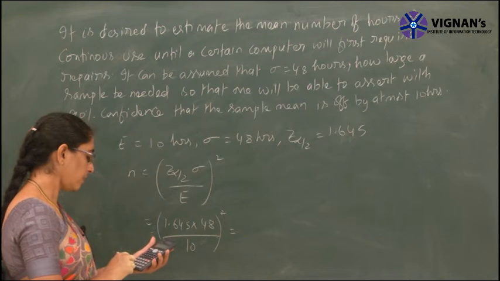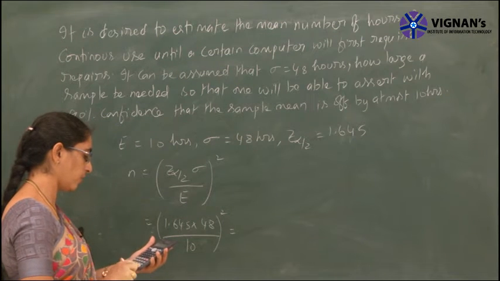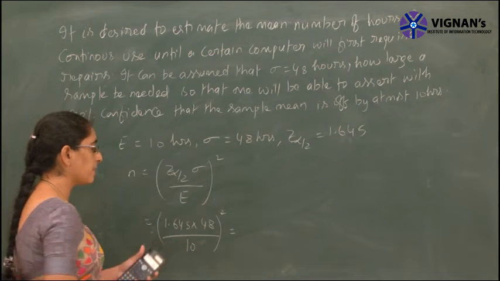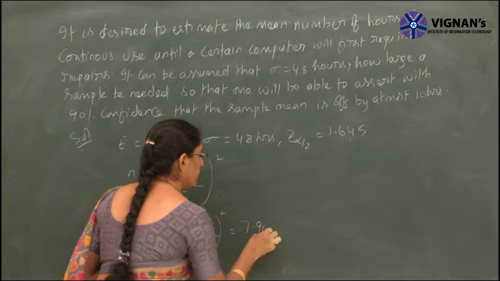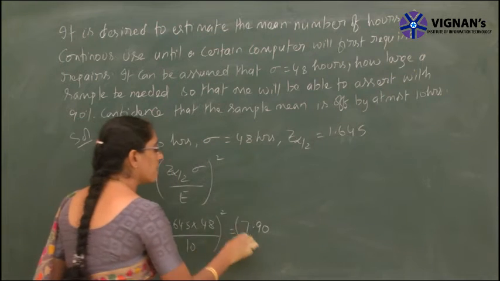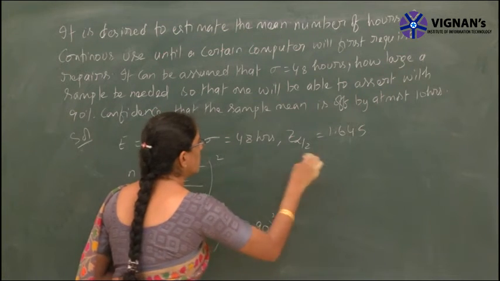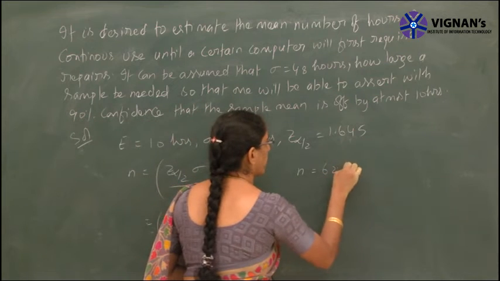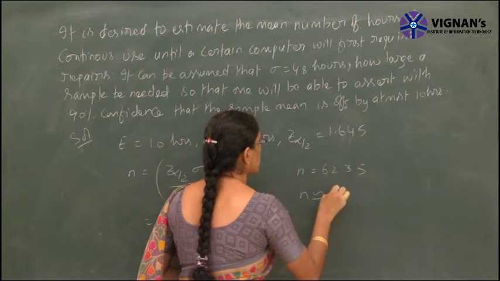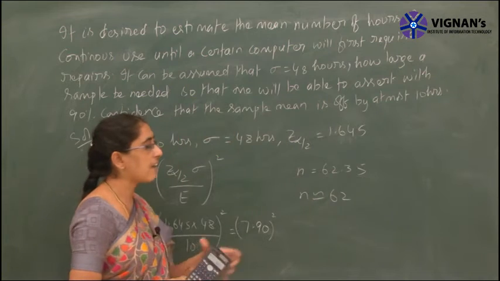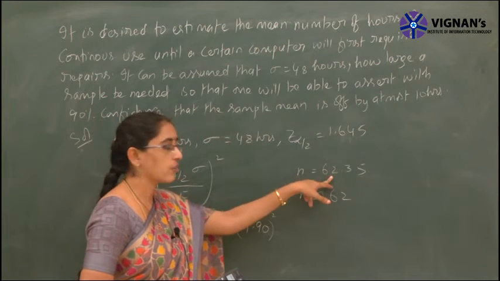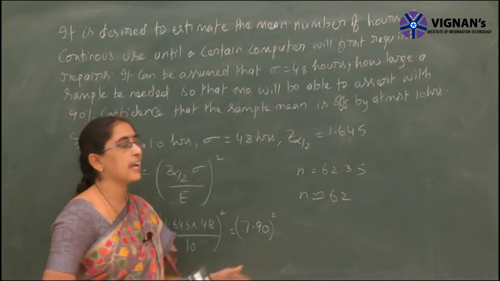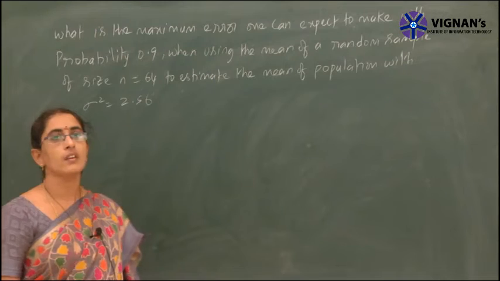So 1.645 into 48 by 10 is 7.90. Okay. Now this whole square we have to find. So 7.90 square is 62.35. So that means here the sample size is 62 because after decimal we have 3. So we have to round off to the same number. So the sample size is 62.